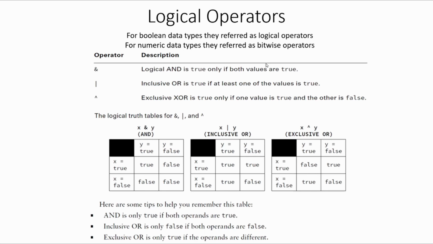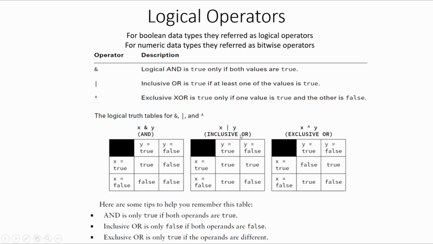Logical operators. They can be applied to numeric and Boolean data types. When they are applied to Boolean, they are referred to as logical operators. Alternatively, when they are applied to numeric data types, they are referred to as bitwise operators. For your exam, you only need to know the three: and, or, exclusive or. To understand this, logical and between two expressions: if both expressions return true, then it returns true. If either one returns false or both are false, it returns false. So remember that and is only true if both operands are true.